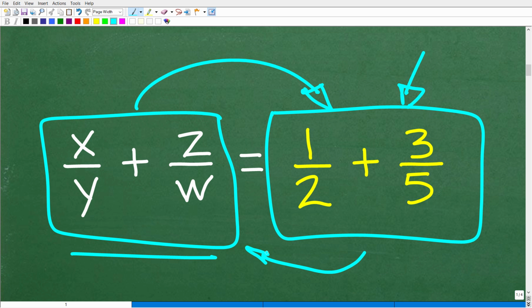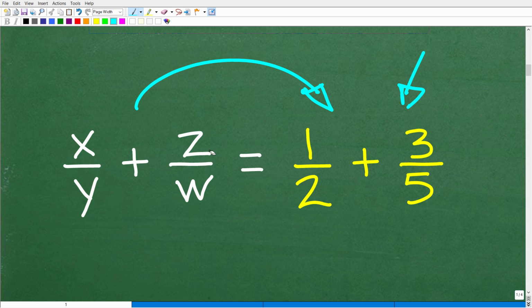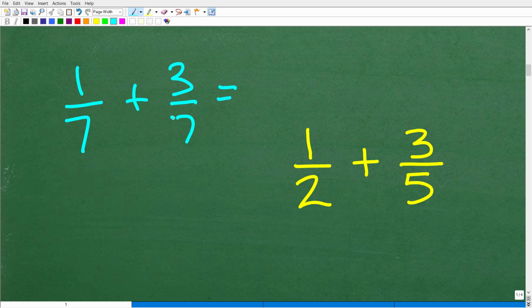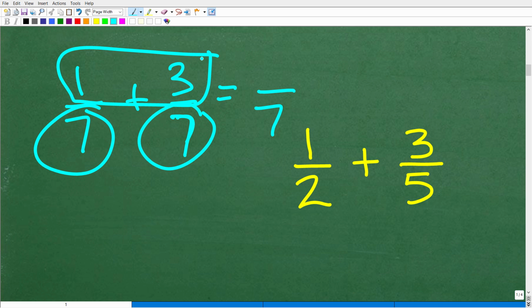So let's quickly review how to add numeric fractions. So 1/2 plus 3/5. What do we need to do? Well, we cannot add or subtract fractions unless the denominators, which are the bottom numbers of the fractions, are the same. Okay, so hopefully you know that. And if you need a full review on fractions, I'll give you some suggestions here in a second. So for example, if we have 1/7 plus 3/7, we can add these two fractions because the denominators are the same. All we need to do is add the respective numerators. So 1 plus 3 is 4. So the answer here would be 4/7.